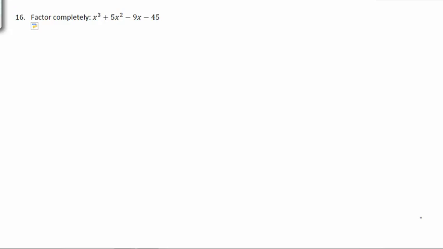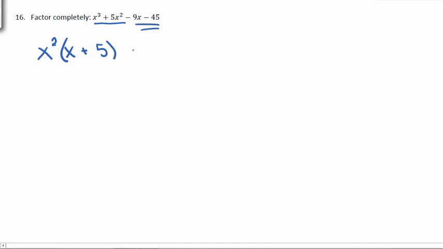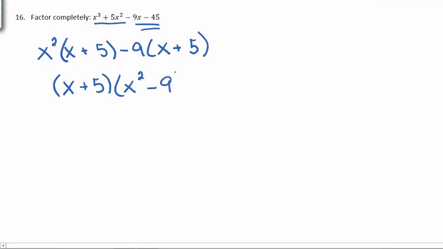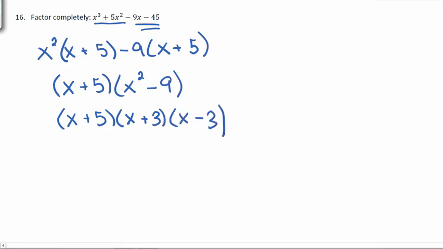Number 16. We can see that they don't have anything in common, but since there are four things, we'll factor by grouping. So the first two have an x squared in common. I'm left with x plus 5. The second two have a -9 in common. And once again, I'm left with x plus 5 since I've removed the negative sign. Now they both have an x plus 5 in common, and I'm left with x squared minus 9. But I'm not done. X squared minus 9 also factors, and this factors into x plus 3, x minus 3.